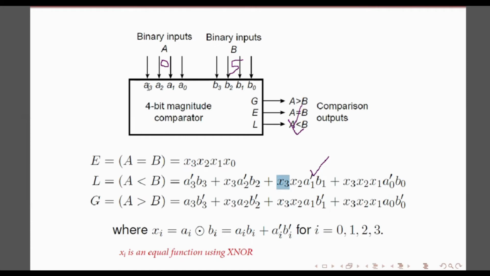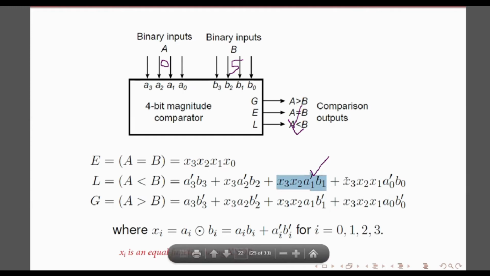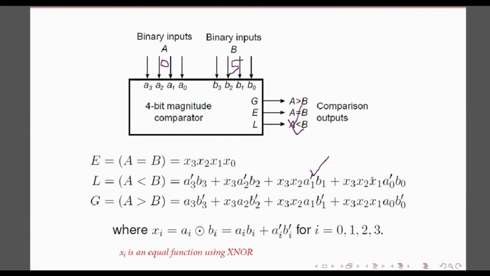Wait, what happens in X3? If A3 equals B3 and A2 equals B2, then you check the condition of A1, B1. And finally, if A3 equals B3, A2 equals B2, and A1 equals B1, then you check A0, B0. If A0 is 0, which is A0 bar, and B0 is 1, then obviously A is less than B. The process is the same for greater than, it's opposite.